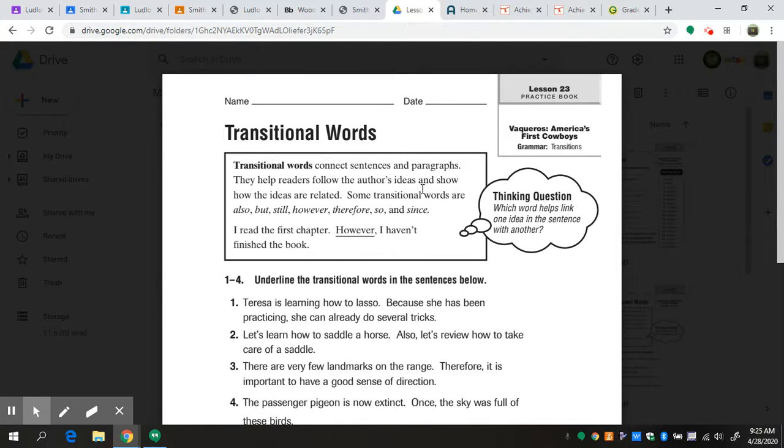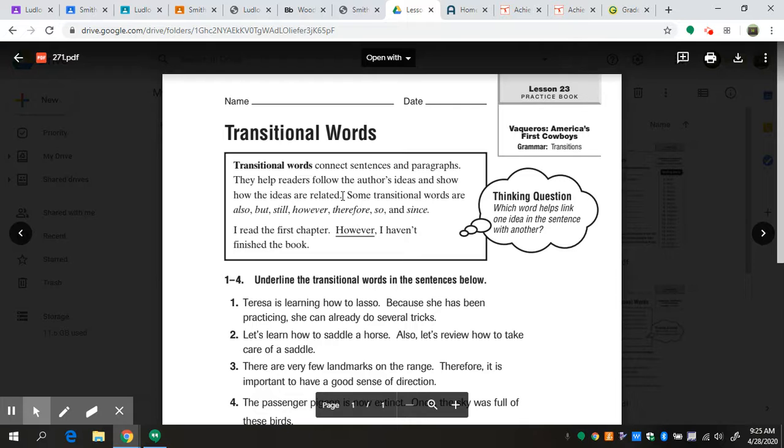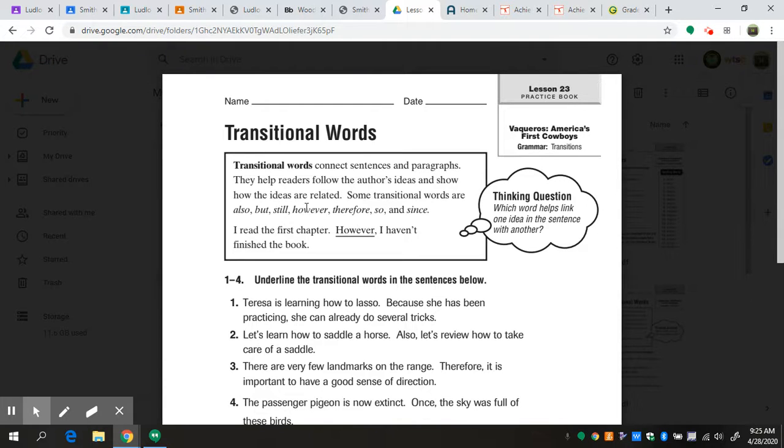Transitional words connect sentences and paragraphs. They help readers follow the author's ideas and show how the ideas are related. Some transitional words are also, but, still, however, therefore, so, and since. There are also more words, of course. They're not going to give you all of them. Because is another transitional word. So let's look at the example that they give us here.